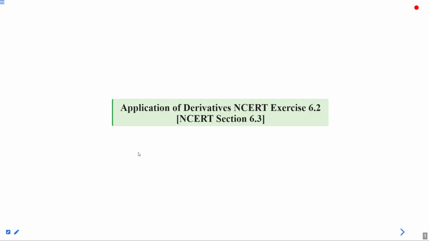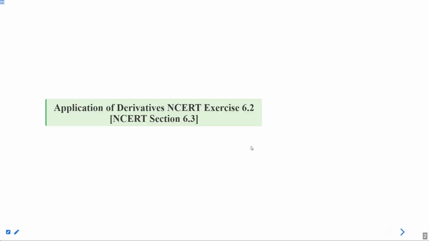So in today's class, we will study application of derivatives, NCERT exercise 6.2, which is part of NCERT section 6.3. So let us start the class.